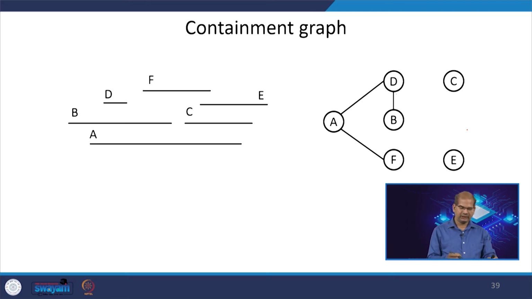What is happening here is that D is completely covered by B and D is completely covered by A. So, there is an edge between A and D, and there is an edge between B and D. And C is not completely covered by A, so there is no edge between A and C. Similarly, you can do it for other edges.